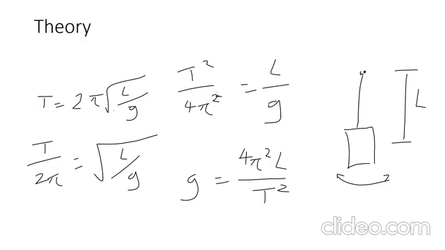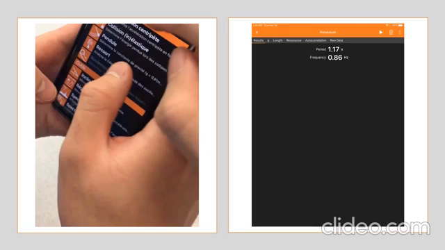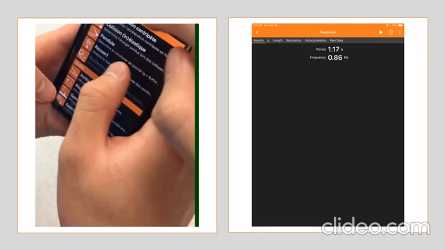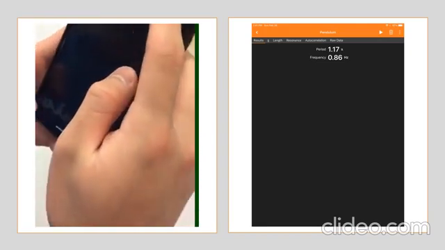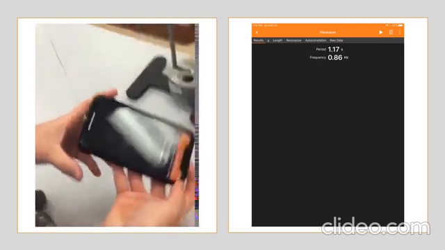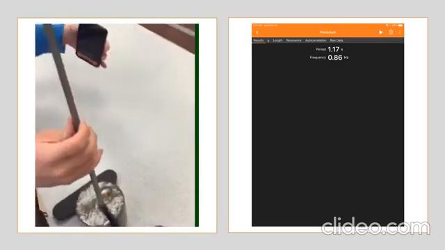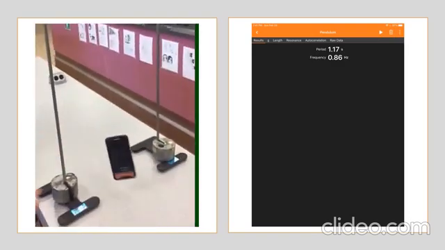Now, if we rearrange this equation, we get gravity is equal to 4 pi squared times length divided by period squared. Now, to conduct this experiment, the phone was attached to a string, and then this was allowed to oscillate for a few seconds until Phyphox could determine its period. This was done for 3 different lengths of string and 10 data points for each trial.